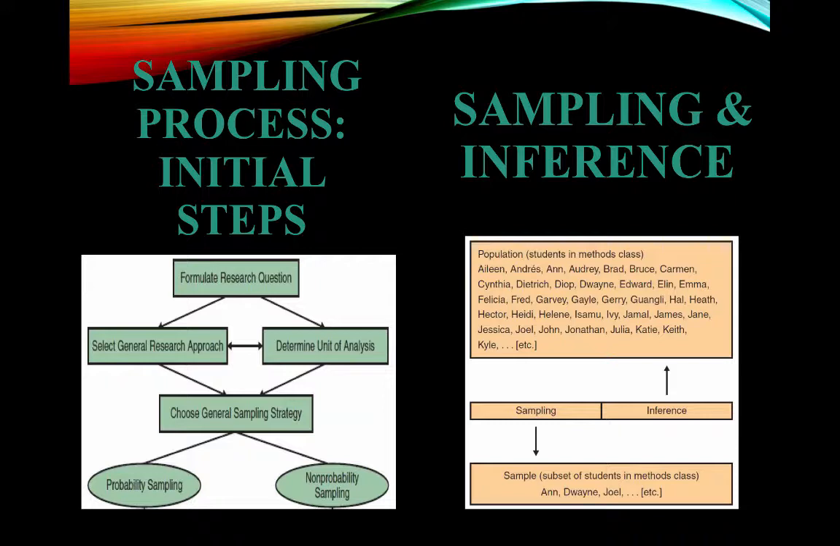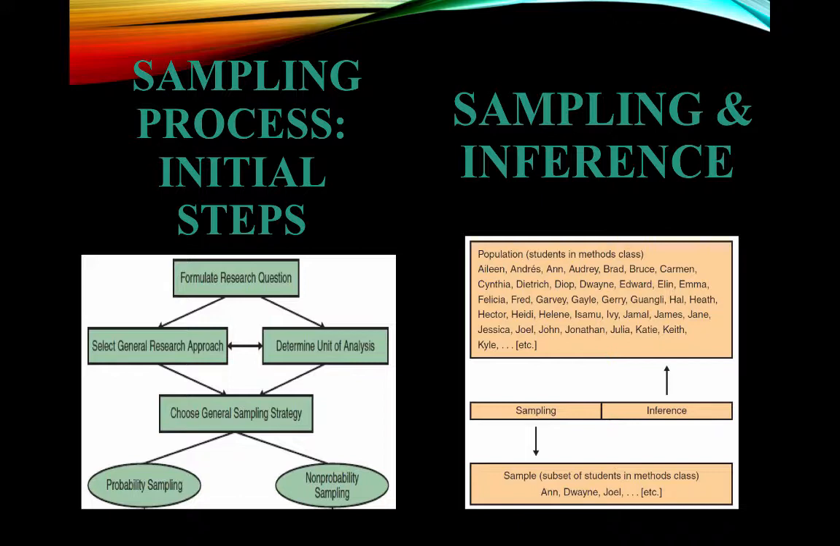When it comes to sampling and inference, the whole point of probability is to make some sort of inference about the overall population that you're studying. Remember, your population is the overall group you're interested in studying, like in my example, students in a research methods sociology course. But your sample is a select part of that overall population. Meaning, if I gave a survey to a random sample of students in this class, I could infer what other students in the course have experienced, or students in other similar courses, if I've done my sampling correctly.